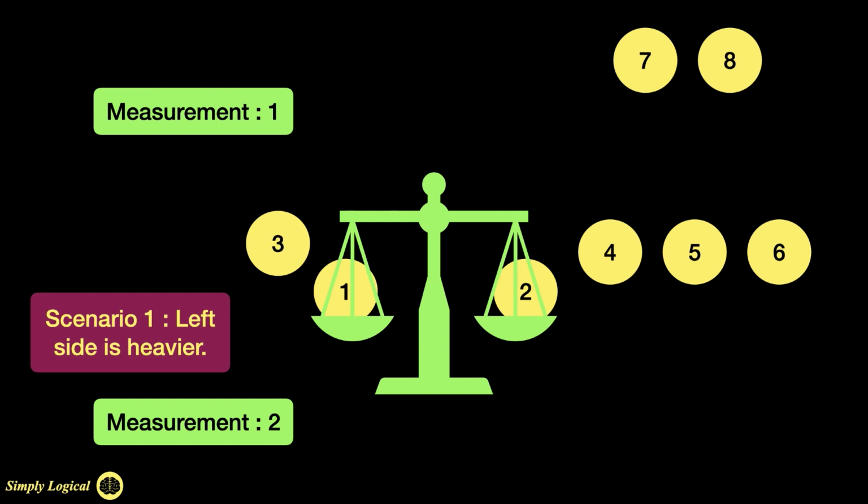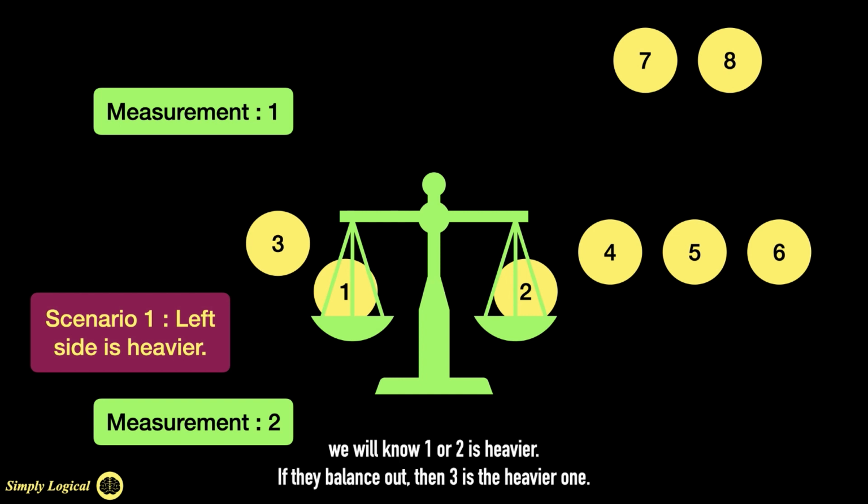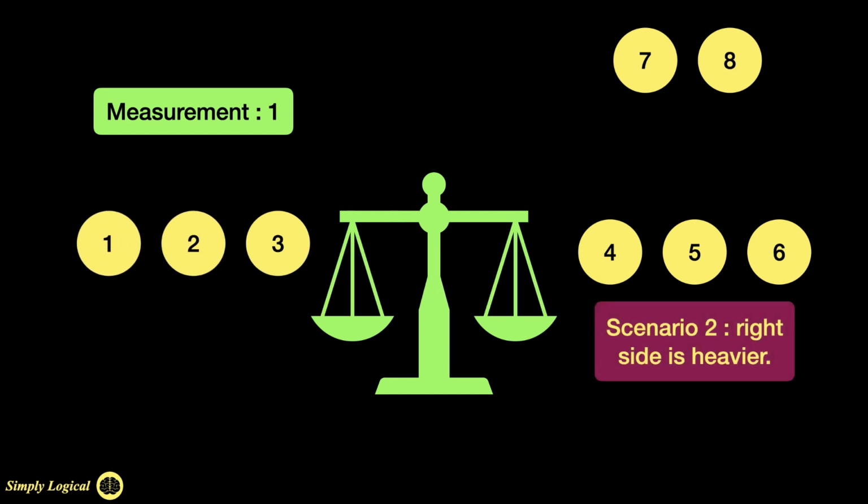We will know if 1 or 2 is heavier. If they balance out, then 3 is the heavier one. Thus, the heavier ball is identified by exactly two measurements in this scenario. Let's consider scenario 2.